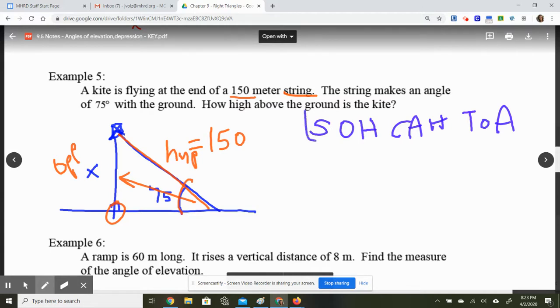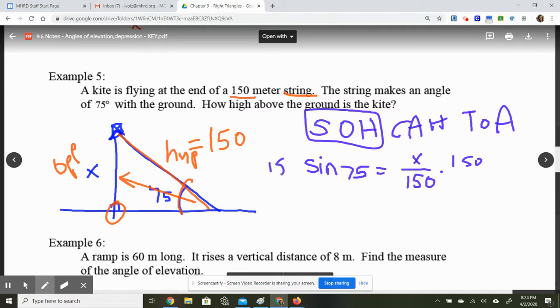So we're going to use sine equals opposite over hypotenuse. Sine of the angle, I'm just going to write the angle right in there right away, equals opposite. Opposite is what we're looking for. That's our x. Hypotenuse is 150. So there's our equation. Solve this simply by multiplying both sides by 150 to get x by itself. That cancels out over on that side, leaves x equals 150 times the sine of 75.